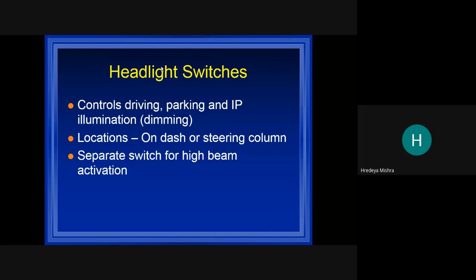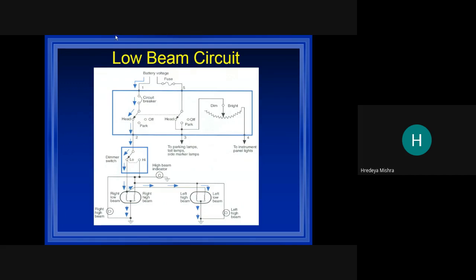Separate switch for the high beam activation. See here, low beam circuit is here. Battery voltage. This is the circuit breaker. Here is the headlight, and there is a dimming switch, dimmer switch. What does this dimmer switch do? This dimmer switch dims the light, means they control the brightness of the bulb.